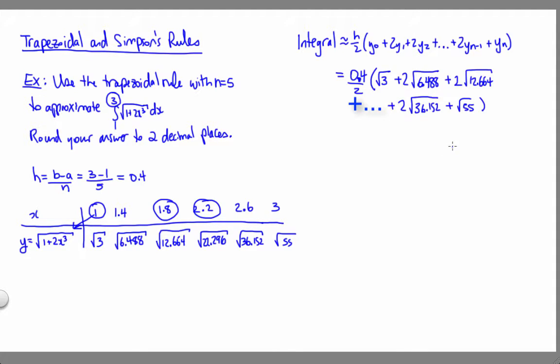And now I've written down the rest of the terms in that sum. So let's just make sure first and last y values got multiplied by 1. The middle y values got multiplied by 2. Plugging into our calculator, we get an answer of about 8.57. So the trapezoidal rule has allowed us to approximate that integral in the question as 8.57.